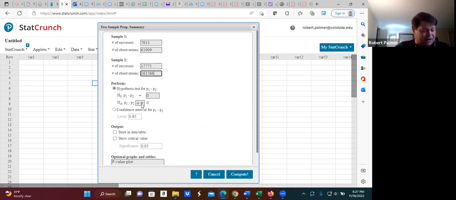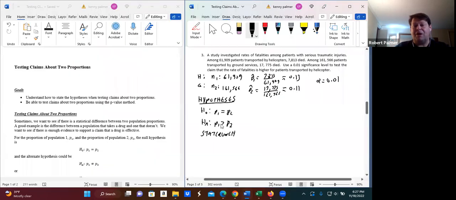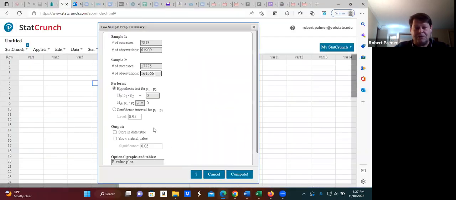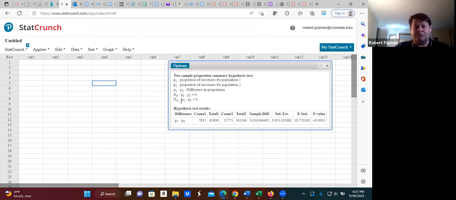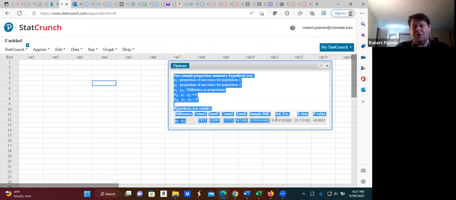And here, let's double check and look back again. The claim was that P1 was greater than P2, that the rate of fatalities for helicopter patients was greater than that for ambulance patients. So this time we want P1 minus P2 to be greater than 0. Okay, and just click Compute. And same thing, let me copy these into our Word file. We'll take a look at it there.